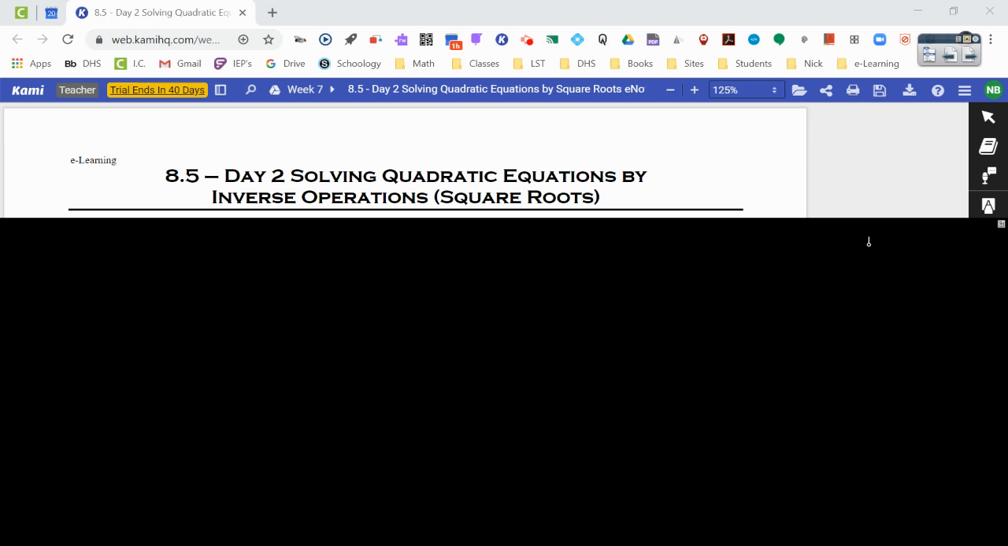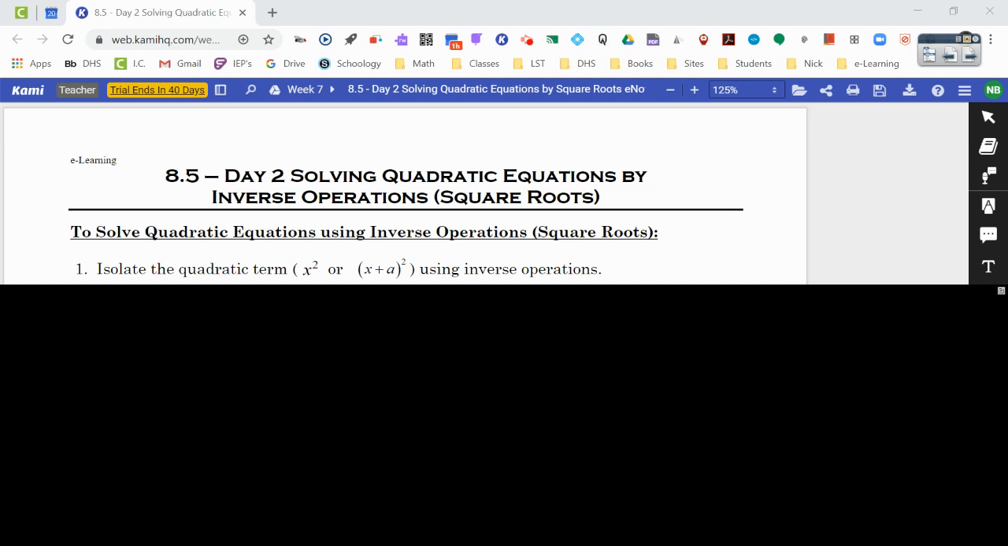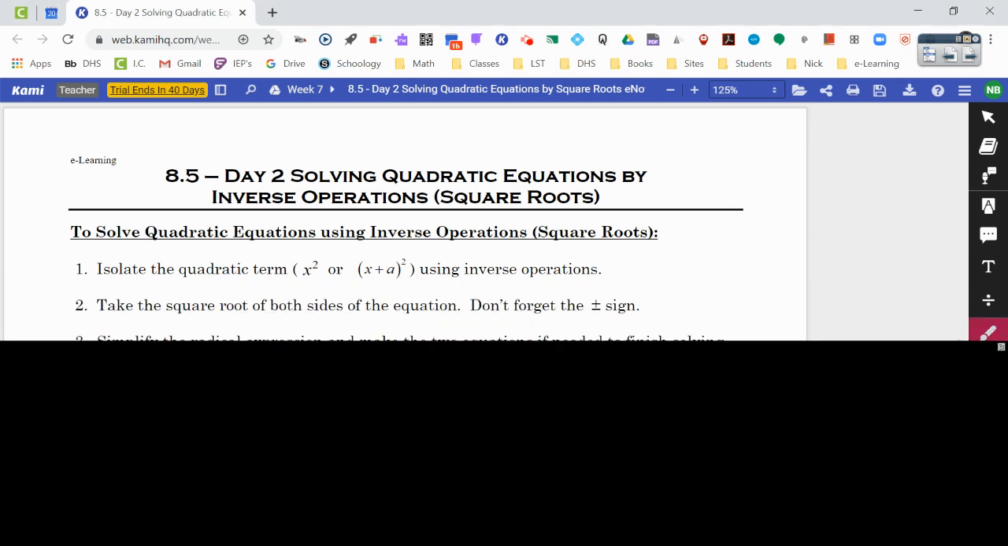Again, let's talk about the steps for solving quadratic equations using inverse operations, otherwise known as the square roots. We want to isolate that quadratic term. On Tuesday, our quadratic term looked like just this. It was just an x squared.